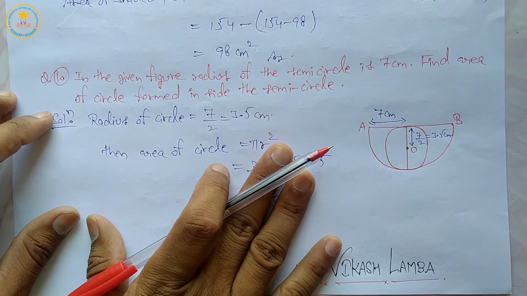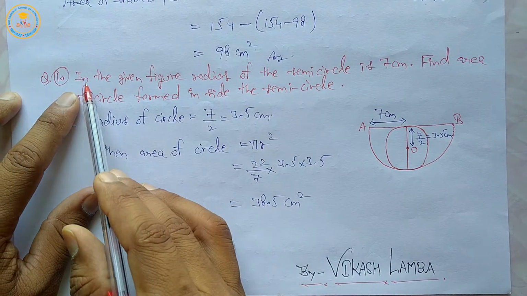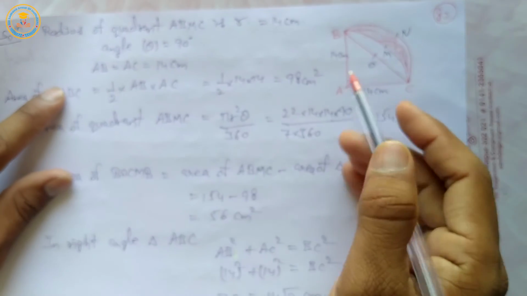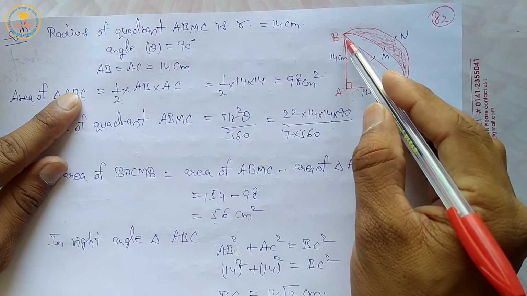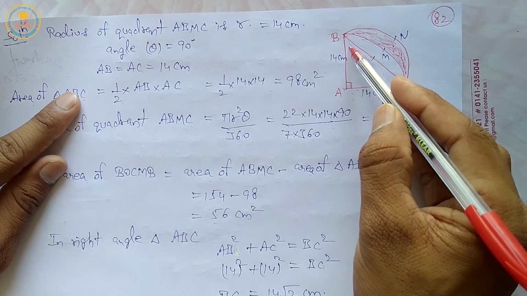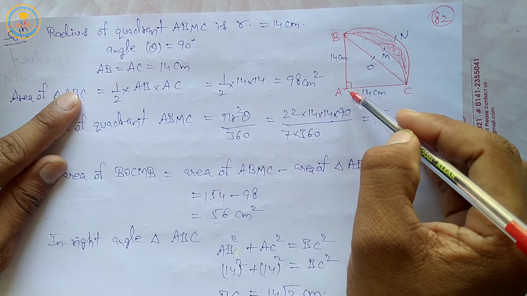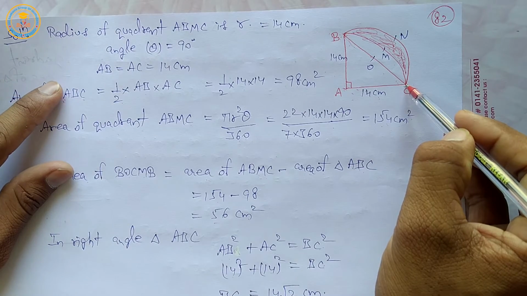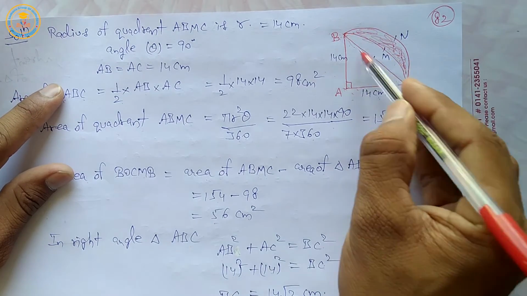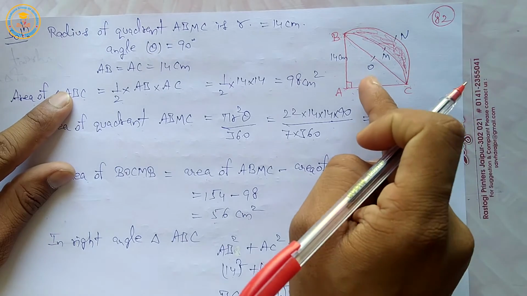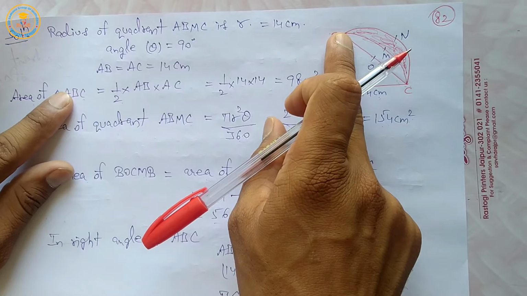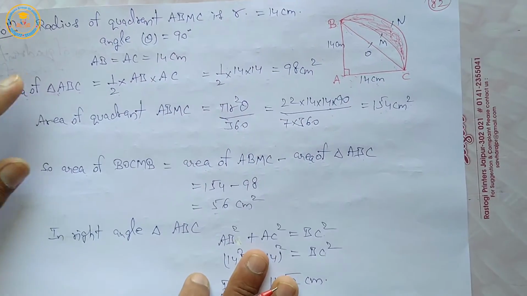Next, question number 10. In the previous question we calculated the first part, area of triangle, the second part, area of quadrant ABMC, and the third part, area of semicircle, and subtracted each other.